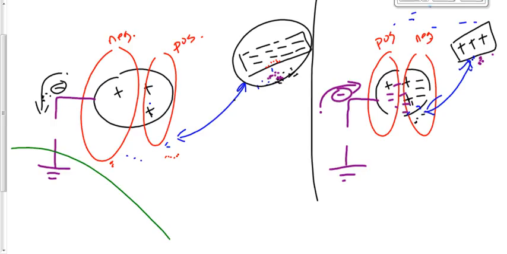Even though there was a transfer taking place there, we still call it induction because this thing that's doing the charging isn't touching it, isn't transferring. Question there, Ethan?